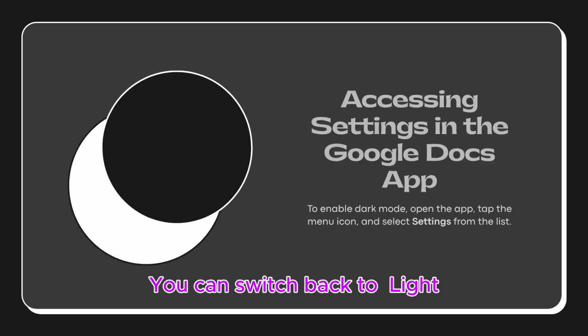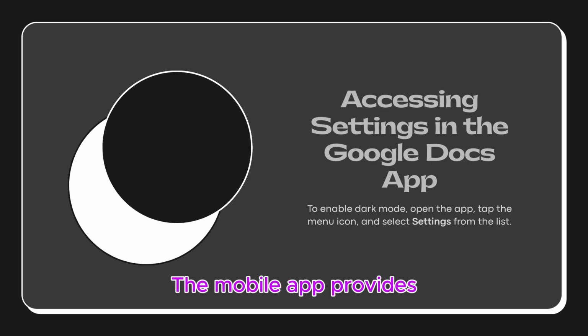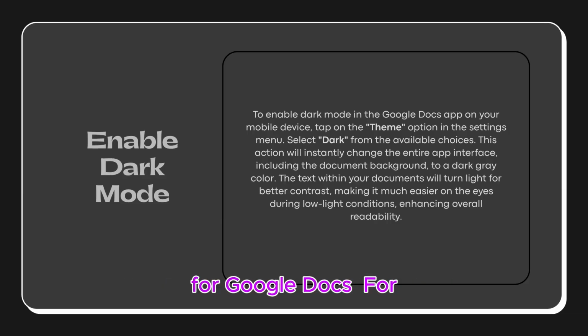You can switch back to light or system default at any time from the same menu. The mobile app provides the best native dark mode experience for Google Docs.